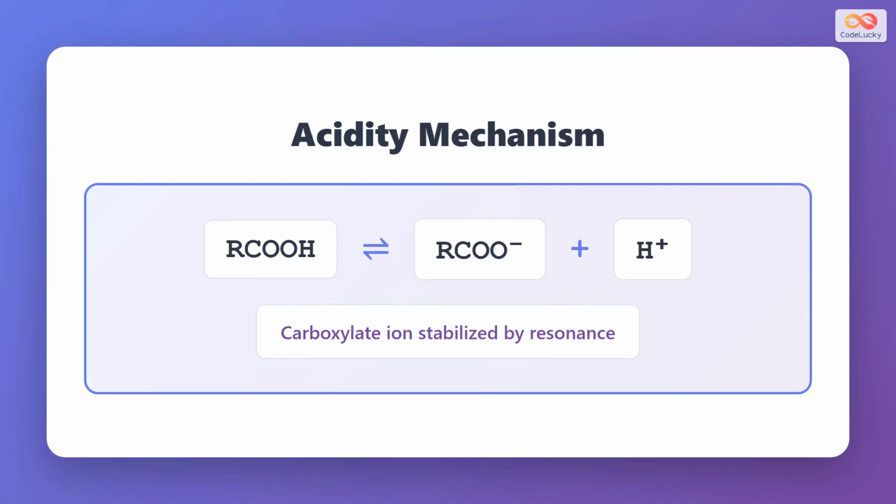Now let's understand why carboxylic acids are acidic. When a carboxylic acid dissolves in water, it can donate a proton, written as H+, from the hydroxyl group. The equation is RCOOH reversibly forms RCOO- plus H+. After losing the proton, what remains is called the carboxylate ion, RCOO-. This carboxylate ion is highly stable because the negative charge is delocalized between the two oxygen atoms through resonance. This resonance stabilization makes it easier for the carboxylic acid to donate the proton, which is why these compounds are acidic.